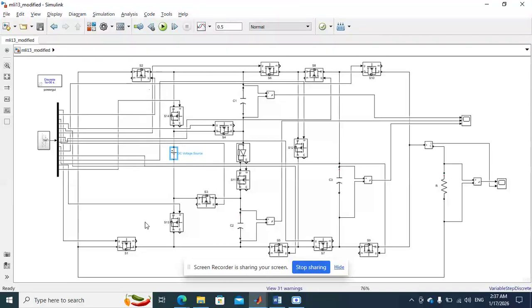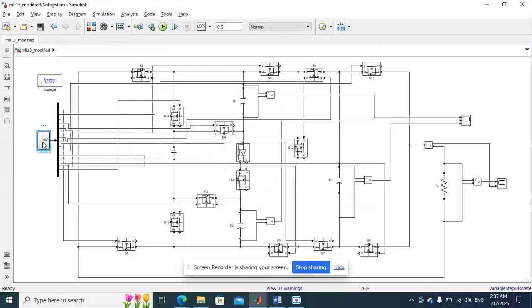The number of switches here is 14 switches, and the number of capacitors is 3 capacitors. Across capacitor 1 and capacitor 2, the voltage will be equal to the input voltage. Across capacitor 3, the voltage will be 3 times the input voltage.